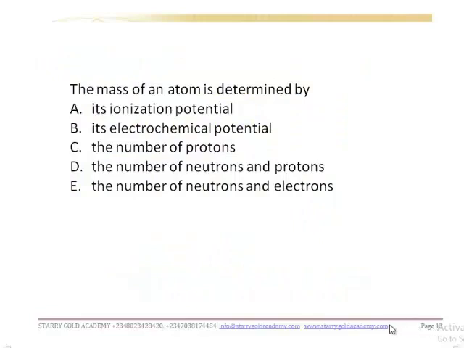Now, the next question we are going to look at is: the mass of an atom is determined by what? Is it its ionization potential, its electrochemical potential, the number of protons, neutrons and protons, or the number of neutrons and electrons? Of course, the mass of an atom is determined by the number of neutrons and protons. So this is coming under structure of an atom. This is a straightforward question.